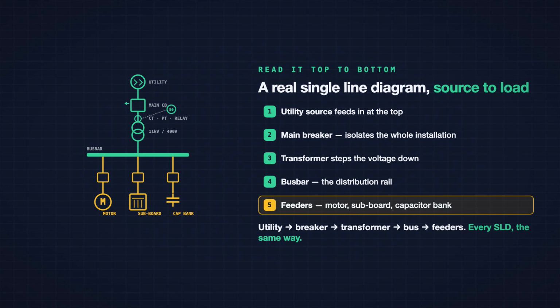Utility, main breaker, transformer, bus, feeders, top to bottom, source to load. Read it in that order, and any single-line diagram, however busy, unfolds in the same way.